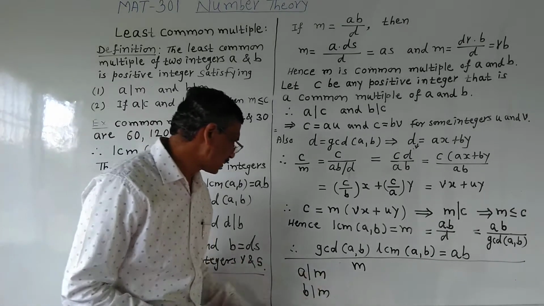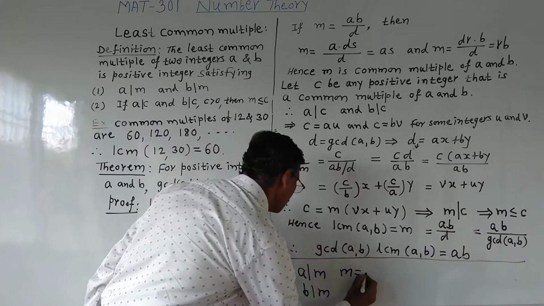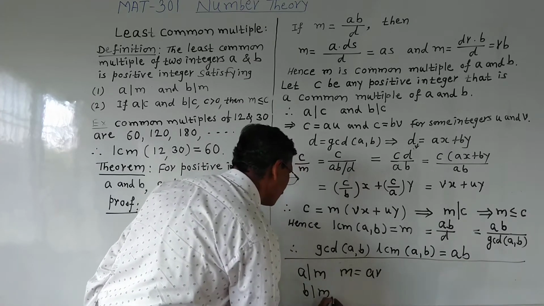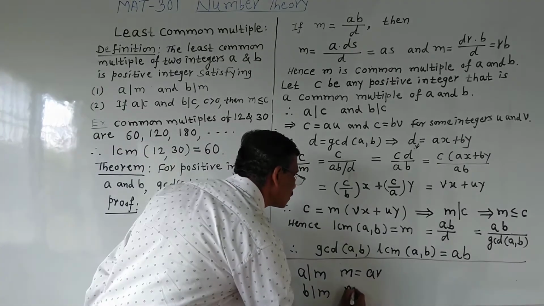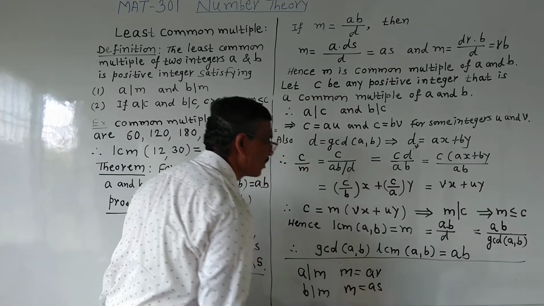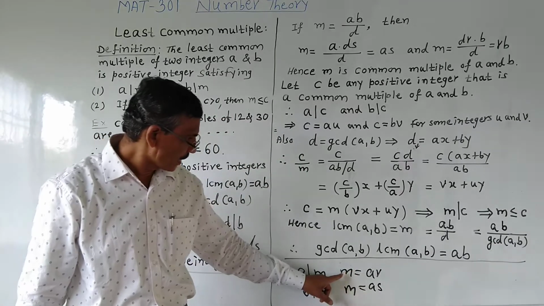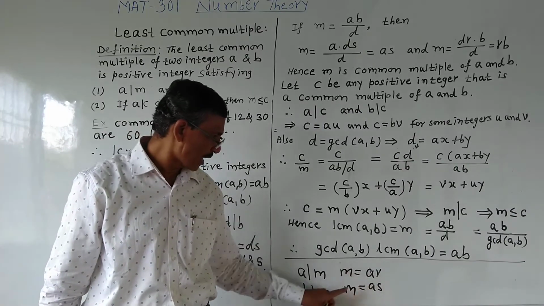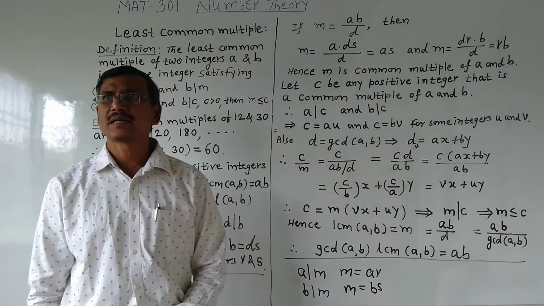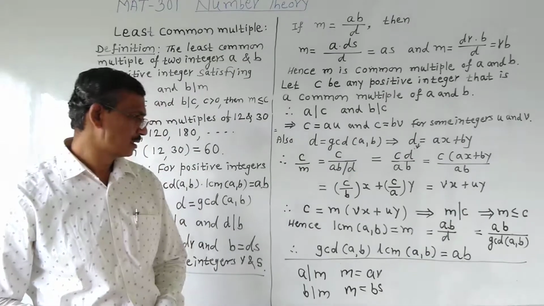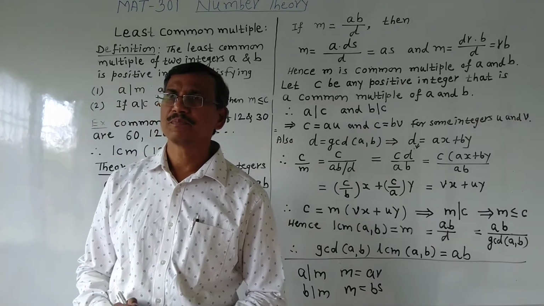In other words, by the definition of divisibility, m is equal to ar for some integer r, and again m is equal to bs for some integer s. If we have this, then we say that m is a common multiple of a and b.